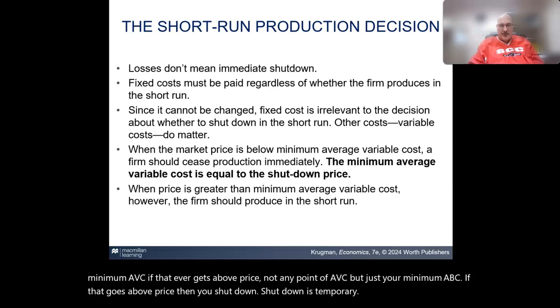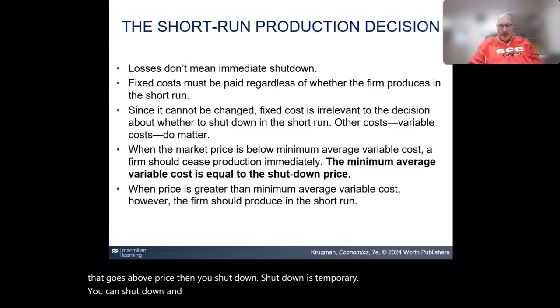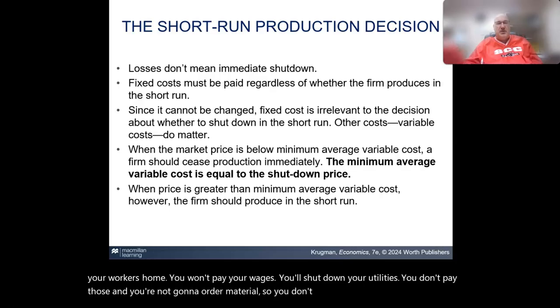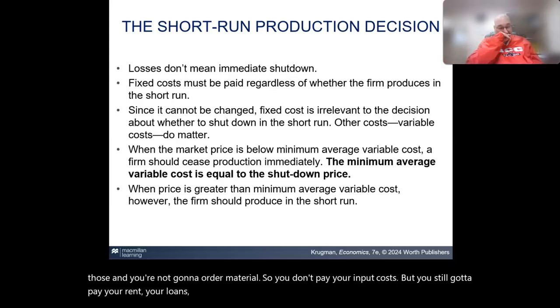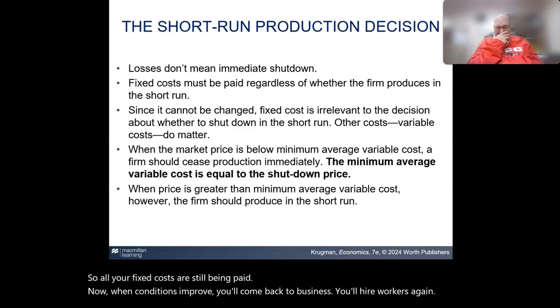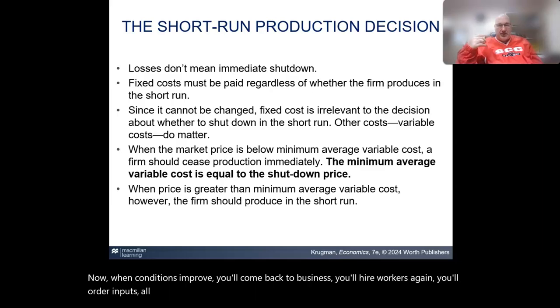You can shut down and basically not pay your variable costs. You send all your workers home, so you won't pay wages. You'll shut down your utilities, so you don't pay those. And you're not going to order materials, so you don't pay your input costs. But you still have to pay your rent, your loans, and your insurance. So all your fixed costs are still being paid. When conditions improve, you'll come back to business. You'll hire workers again, order inputs, and turn the lights back on. You'll start work again.